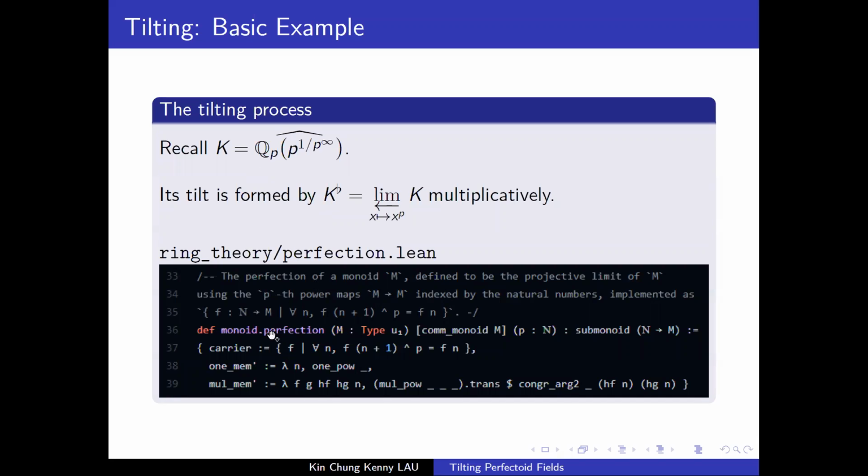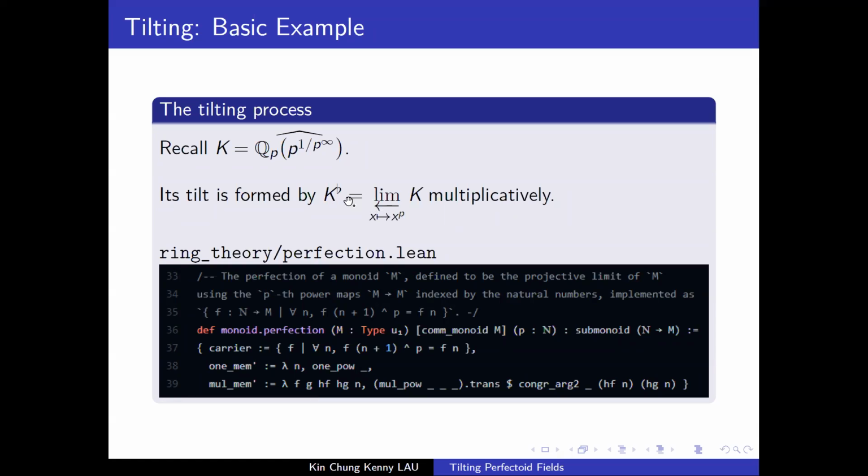So this is why in here I define this perfection for monoids. Later I also define it for characteristic p rings. But this is not important now. The important thing is that this tilting is formed multiplicatively. So I haven't specified the addition. The addition is given by a formula.